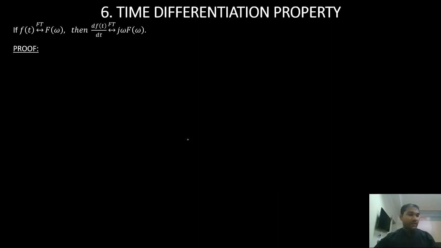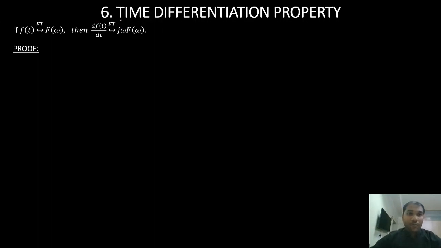In the last video, we have seen 5 different properties of Fourier transform: linearity property, time scaling, time shifting, frequency shifting, and duality. Let's move on to the next property, that is time differentiation property.